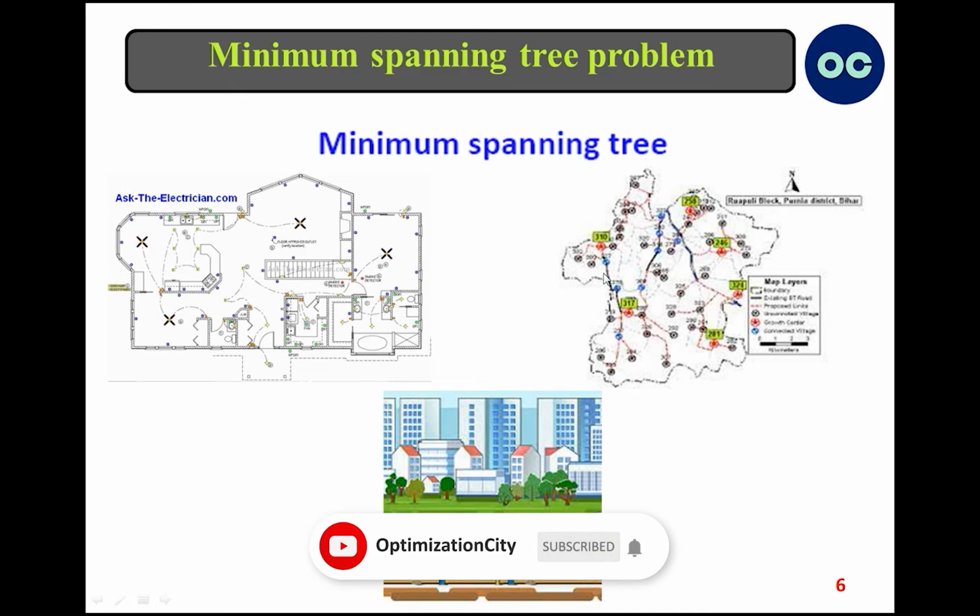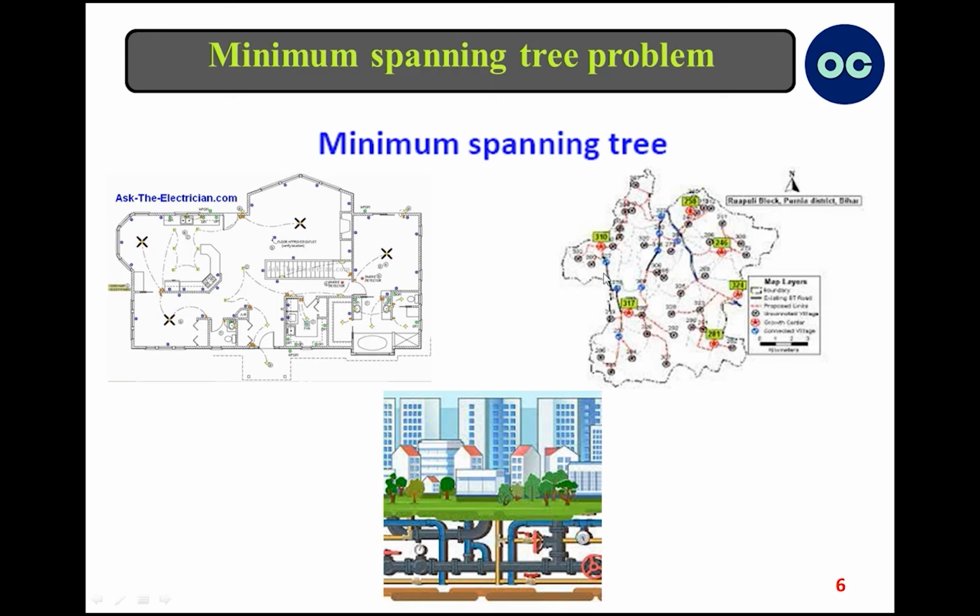The second one, the Ministry of Road is seeking the most efficient way to connect the villages in the same region, minimizing the length of the connecting paths. And the last one, the Water and Sewage Department aims to create a water supply network in a town under construction using the shortest possible length of pipe.